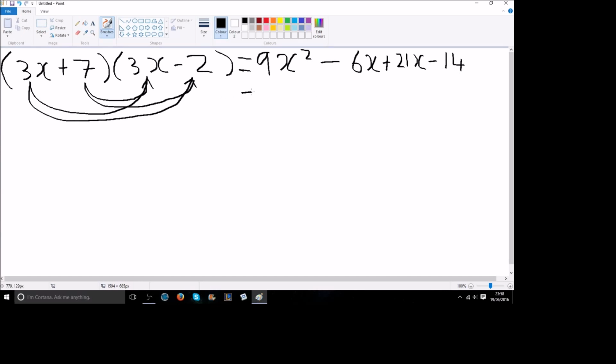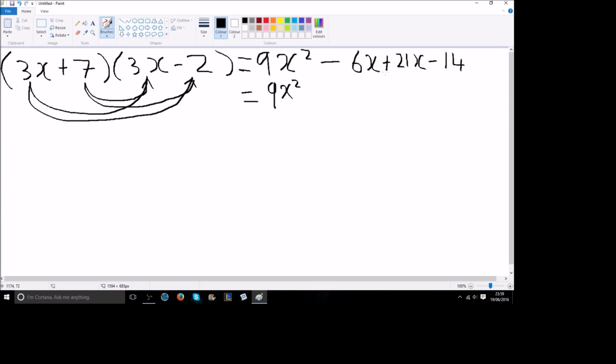We've done the expanding part, the next part is to simplify this. To simplify this, we're going to write 9x squared again. We're not going to do anything with 9x squared. The reason why is because none of these terms have x squared in them. This has x, and this has x, and this is just a number. So none of them have x squared.